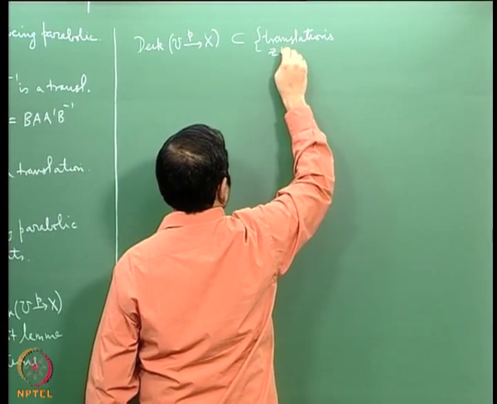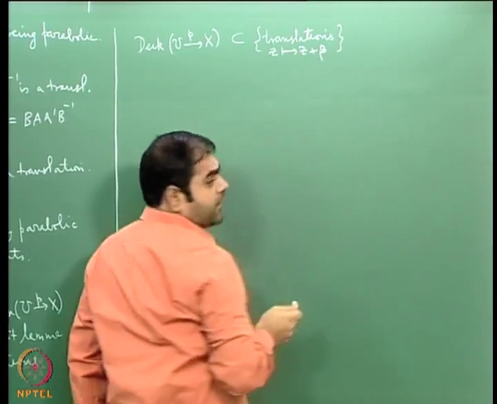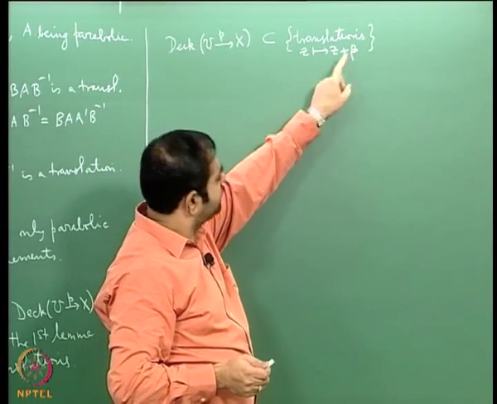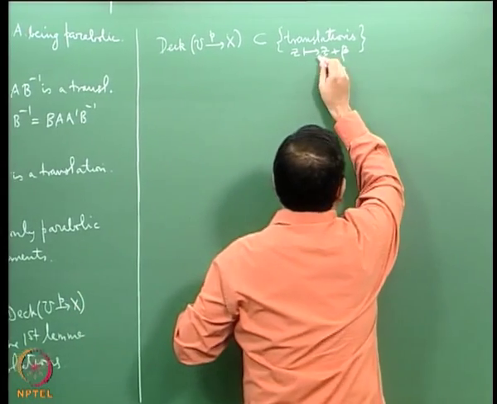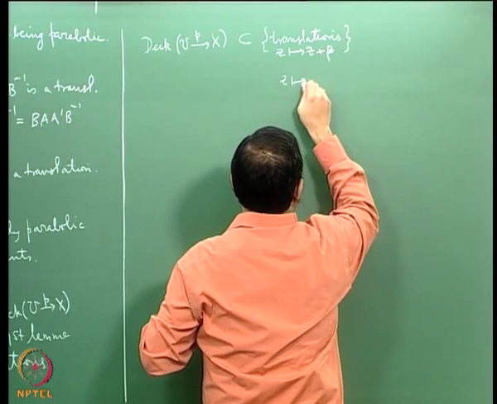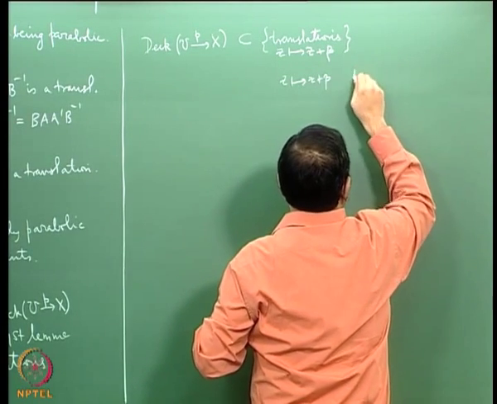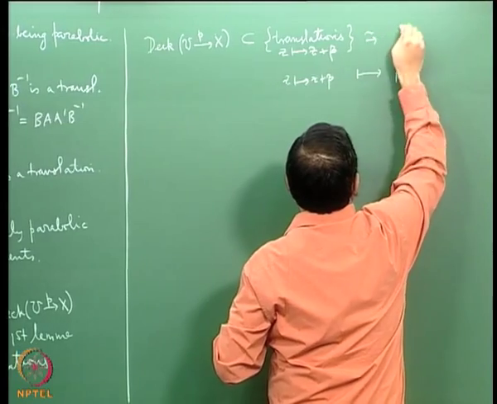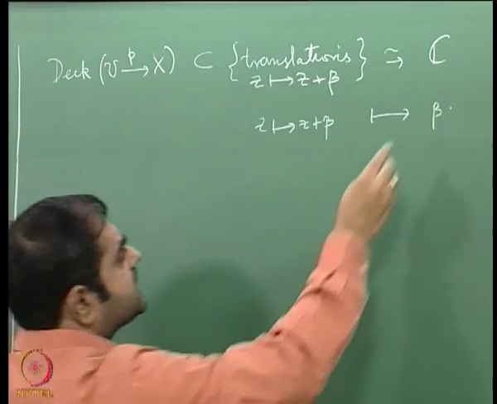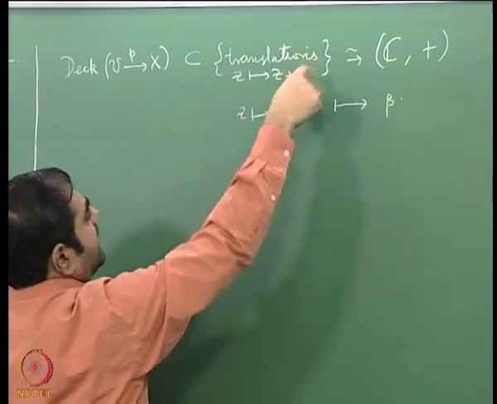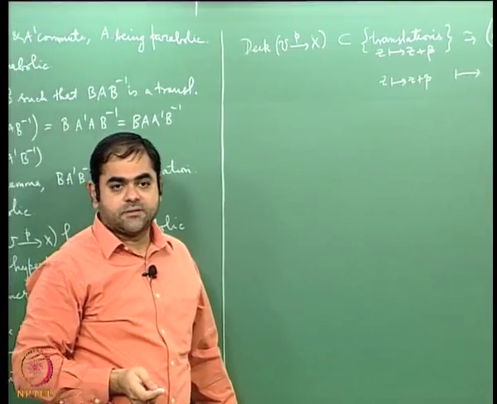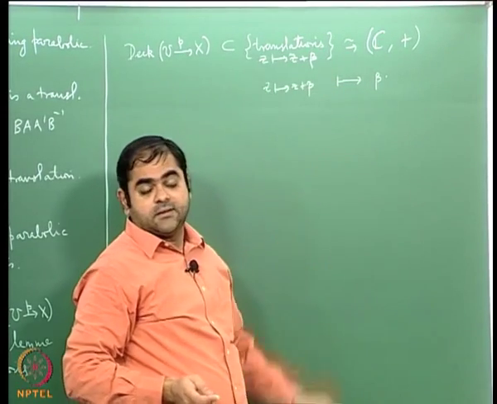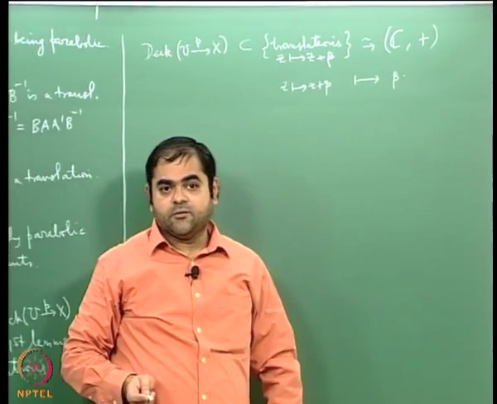So translations are of the form z going to z plus beta. Okay, this is a group under composition of mappings, and if I identify z going to z plus beta with the complex number beta, then this is identified with complex numbers, and this is a group under addition. So the translations are Moebius transformations under composition, and identifying z going to z plus beta with the complex number beta, we identify this abelian group of translations under composition with the additive group of complex numbers.